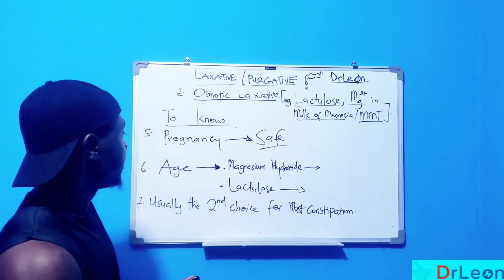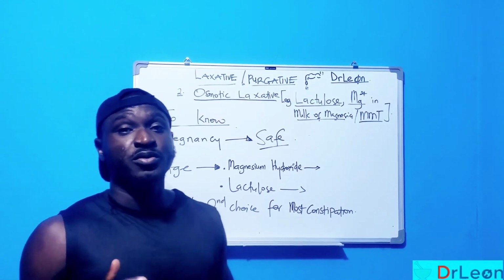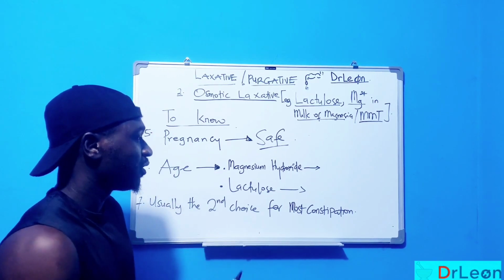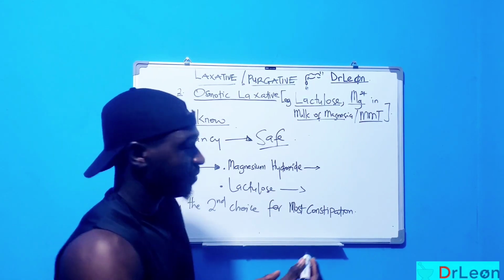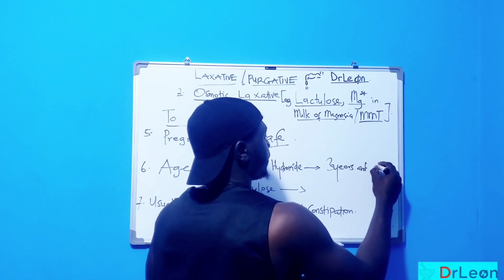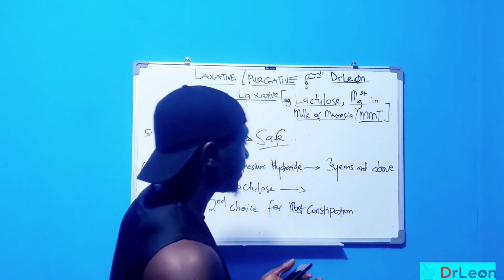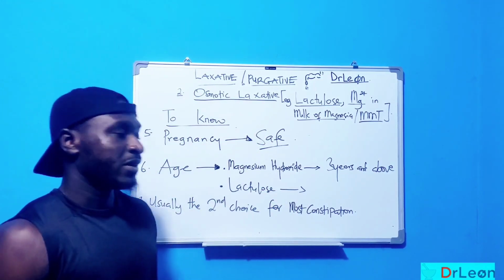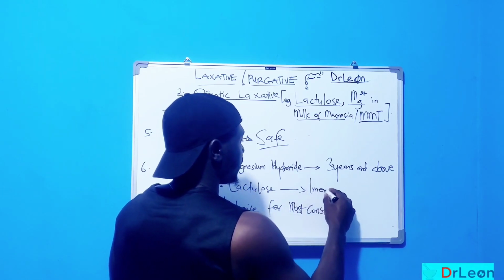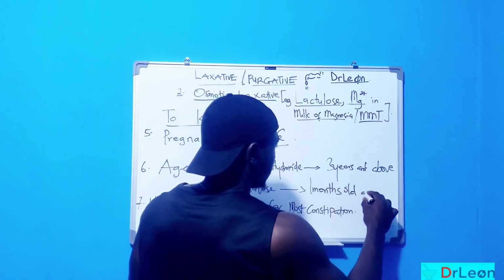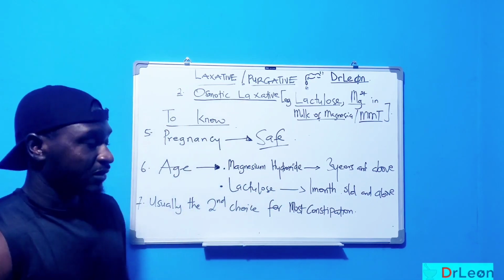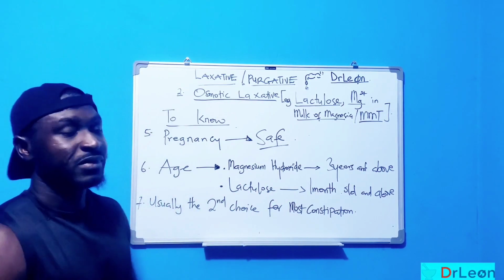Then age. In terms of age, which group of people can we use lactulose and the magnesium-containing antacid in? For magnesium hydroxide, the BNF recommends its use in 3 years and above. So a child of 3 years and above, including adults. Lactulose, the BNF recommends its use from 1 month old and above. So we can use it in kids or babies, 1 month old and above, also in adults.